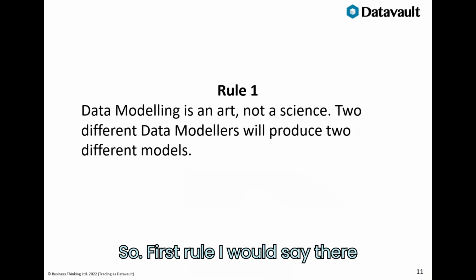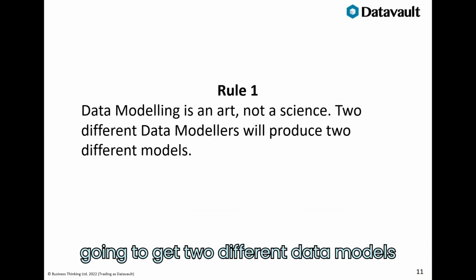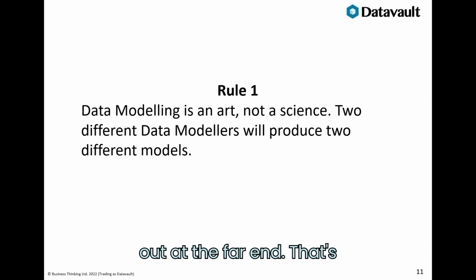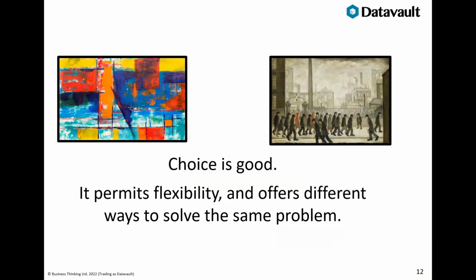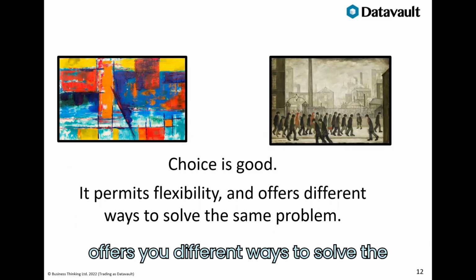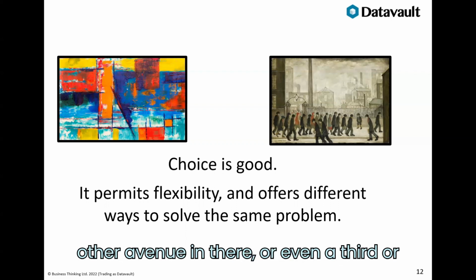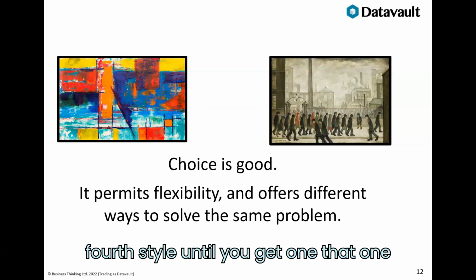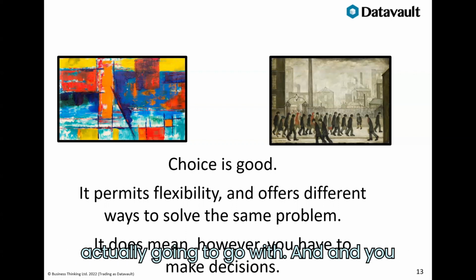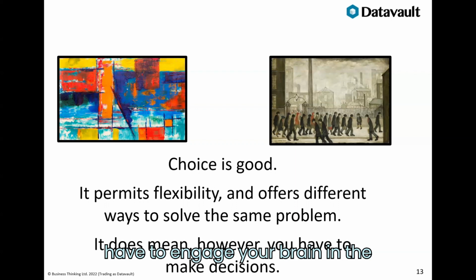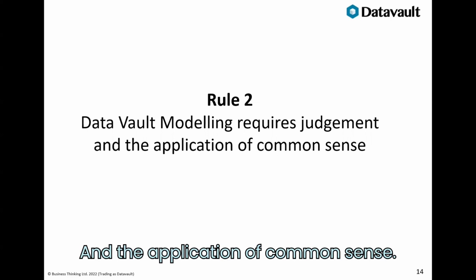So first rule I would say there is that data modeling is actually an art, not a science. So if you've got two different data modelers at work, you're going to get two different data models out at the far end. And that's either good or bad, depending on your perspective. Now, I think that choice is good because it gives you flexibility and offers you different ways to solve the same problem. So if you explore one avenue and it doesn't seem to work well, you can reverse back out and try some other avenue, or even a third or fourth style, until you get one that works for you. The problem with that, though, is it does mean you have to make decisions about which way you're actually going to go, and you have to engage your brain in the modeling. So that's rule 2. Data Vault modeling requires you to apply judgment and the application of common sense.